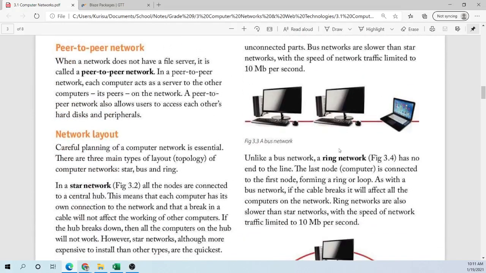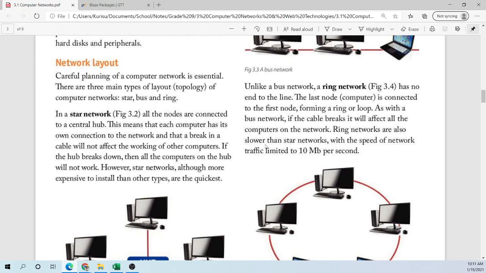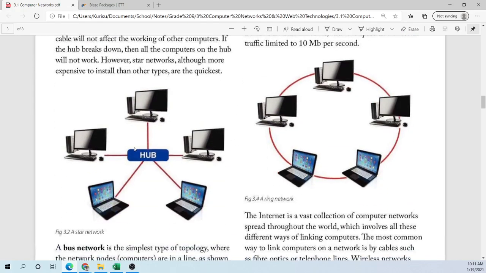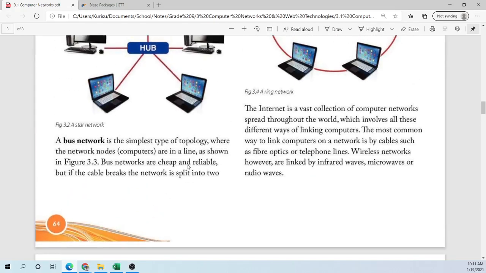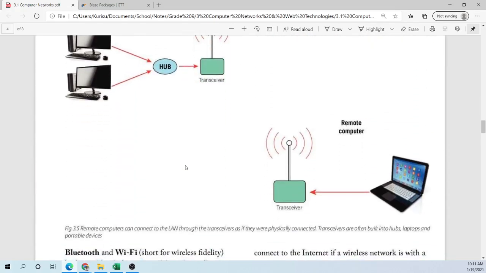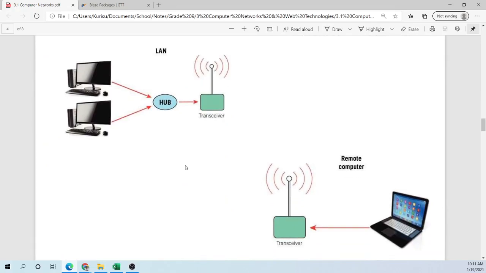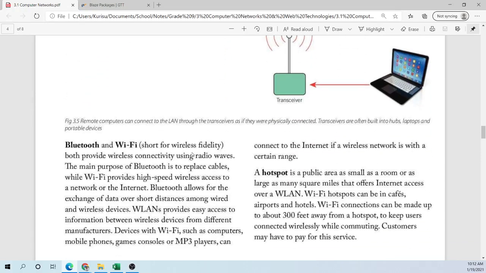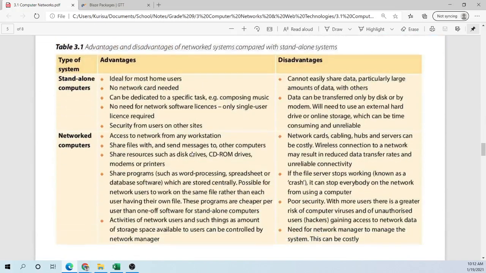The disadvantage of the bus and the ring is their speed, but the advantage is that they're cheaper. With the star, you will get more speed, so that's the advantage, but the disadvantage is the cost, because you have to pay for all of the equipment. And it does not matter how you're connected to the network, whether it's cables, whether it's Wi-Fi, whether it's Bluetooth. Once you're connected to that network, you are a part of that network.